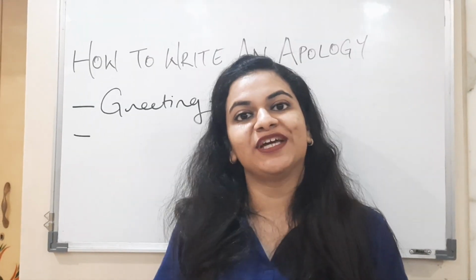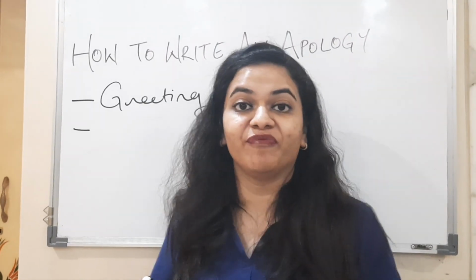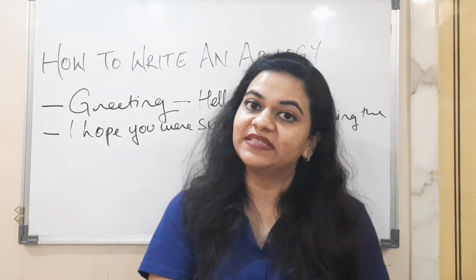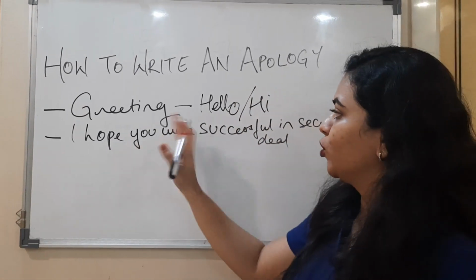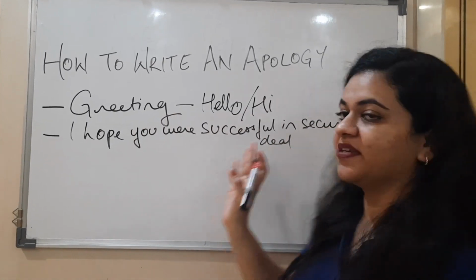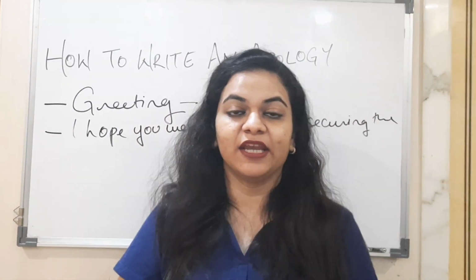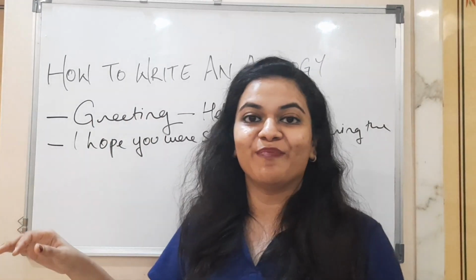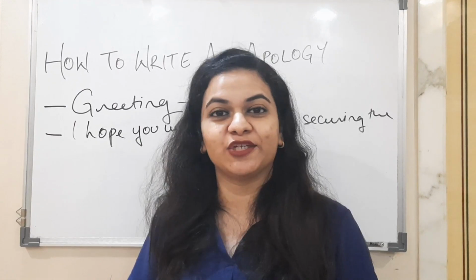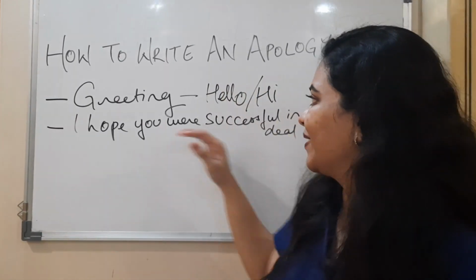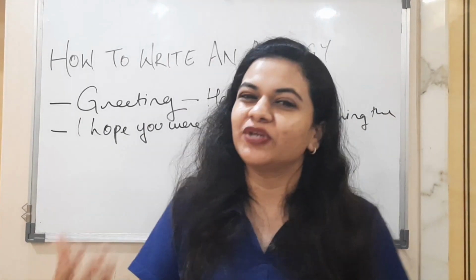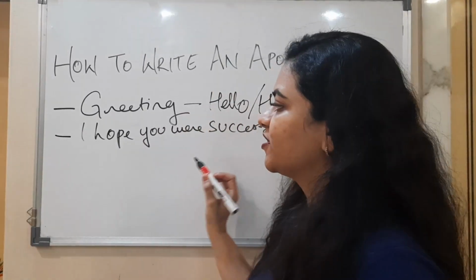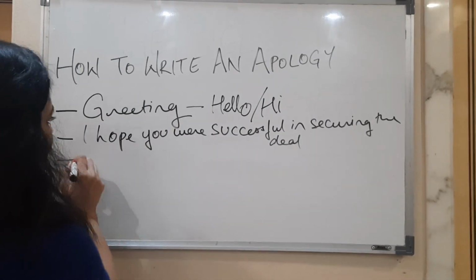Now, since I'm apologizing for an event or a meeting that I've missed, and since it is an apology to a boss, I would say I hope you were successful in securing the deal. Now, whatever it is in your case, you can address that accordingly. But before jumping straight into giving an explanation for your absence, I would always suggest sharing some positivity and hoping that things went well. Once you are done with that, you move on to the third step.